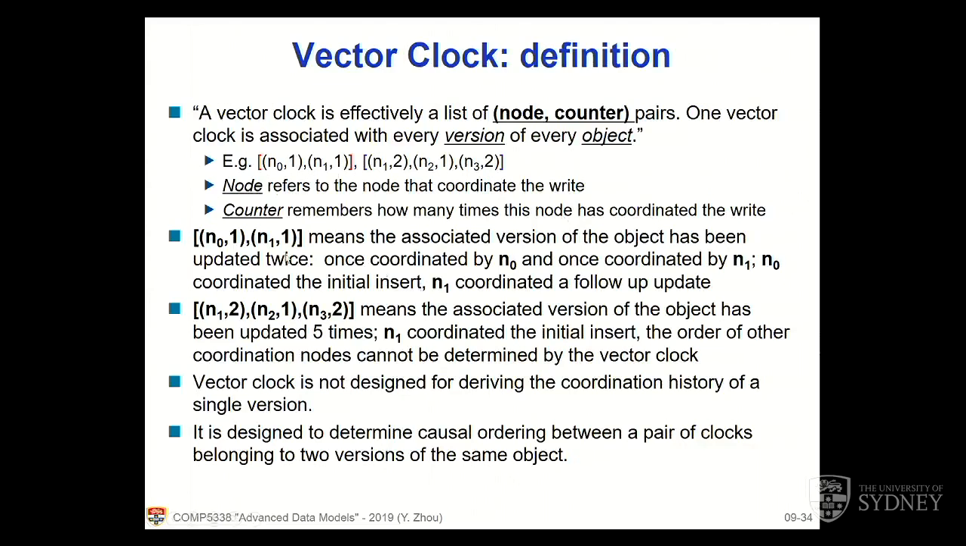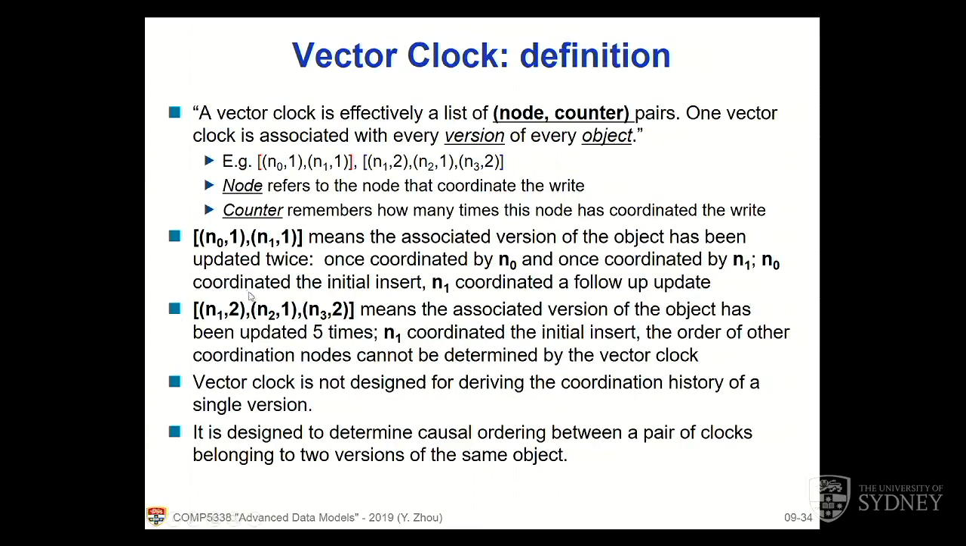So what does this one mean? It means this version of the object has been updated twice, because we have one coordinated by N0 and the other coordinated by N1. Usually because we put N0 as the first one, this is the initial insert. Initially this needs to be inserted. The first write is always a put, and this is handled by N0. Next time when we want to update it, N0 is not available, so N1 did coordinate the write, so we add an entry for N1 here, and N1 did it once.